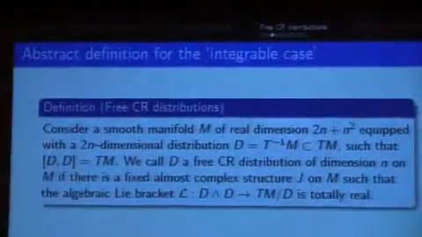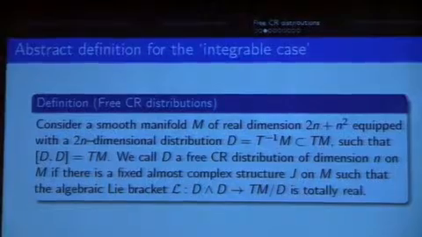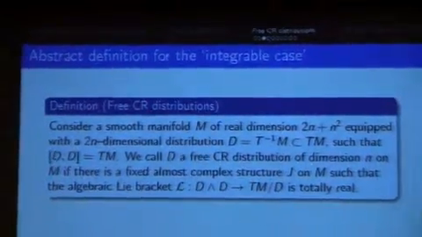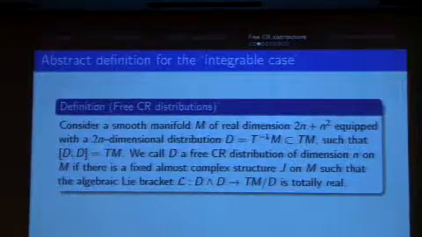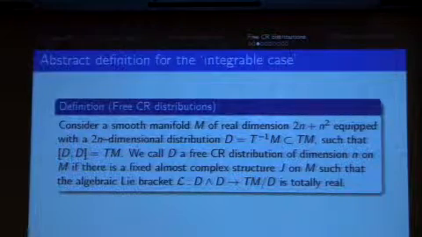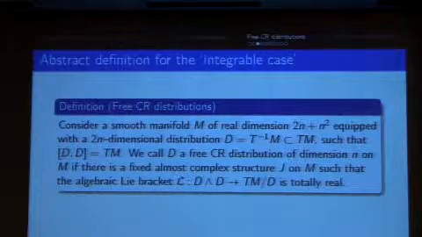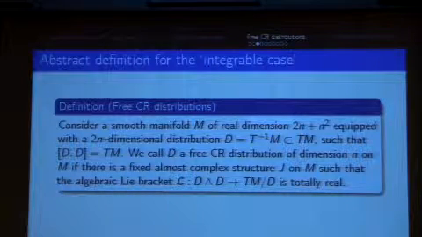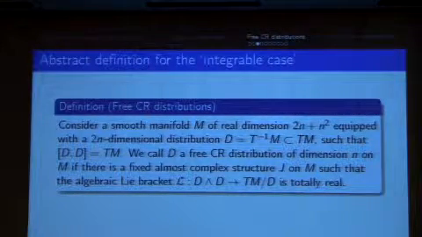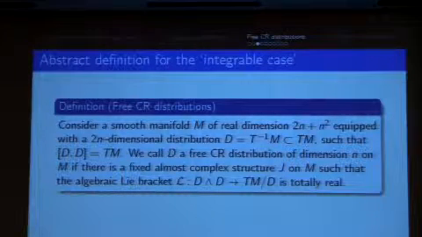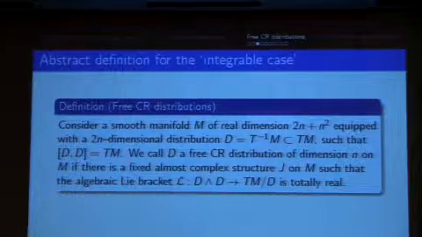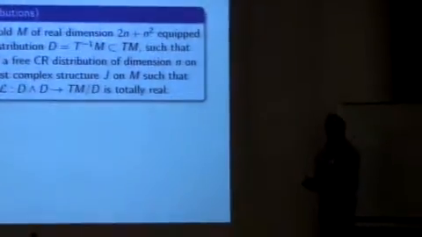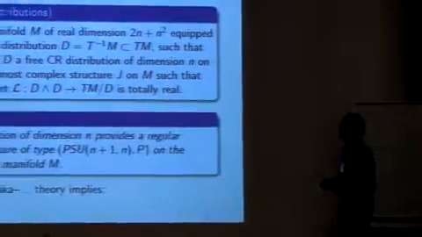And therefore, we can adopt an abstract definition for what we could call an integrable case, the case which corresponds to embedded surfaces. You take a smooth manifold of the right dimension, you take a 2n-dimensional distribution such that it generates the whole of Tm, and we call it a free CR distribution of dimension n if there is a complex structure J such that the algebraic Lie bracket is totally real with respect to this particular J. And we know from the lemma that such a J is defined uniquely up to conjugation, so either J or conjugate J will do.